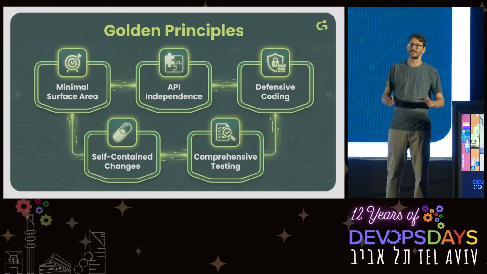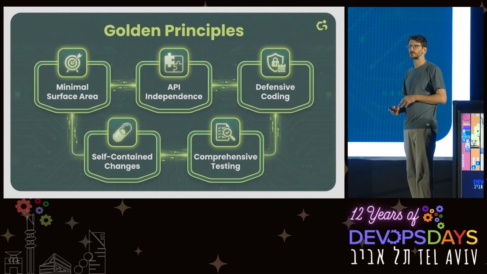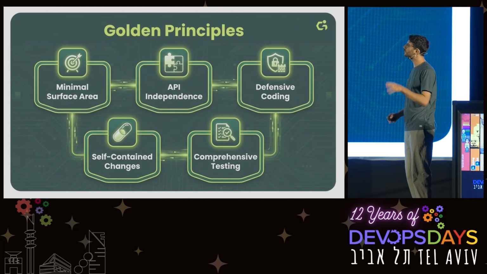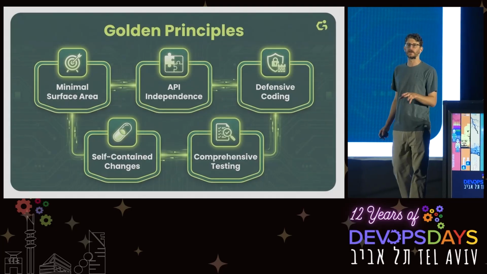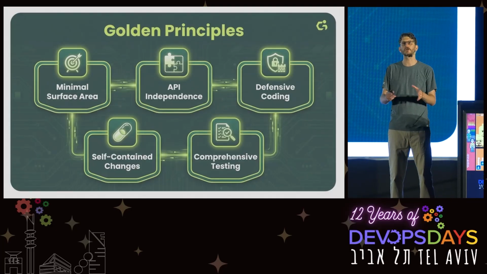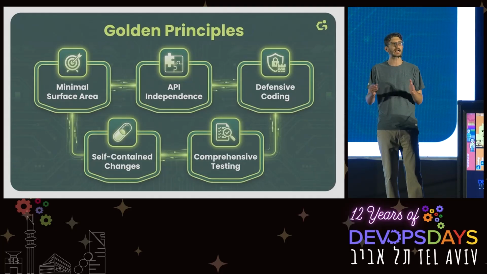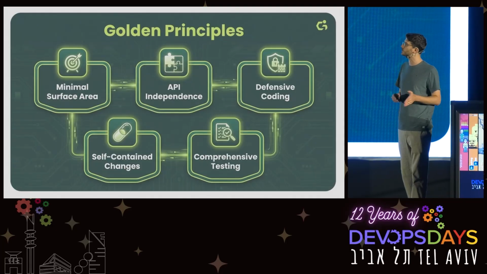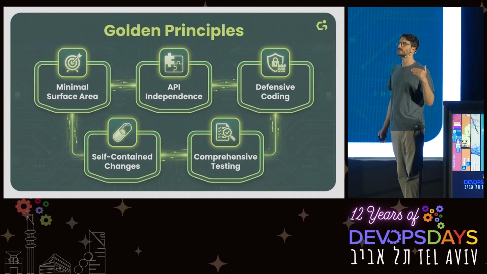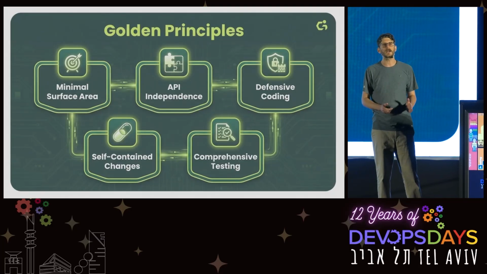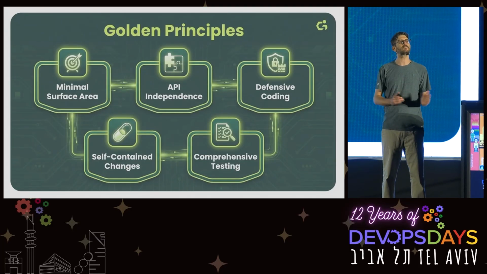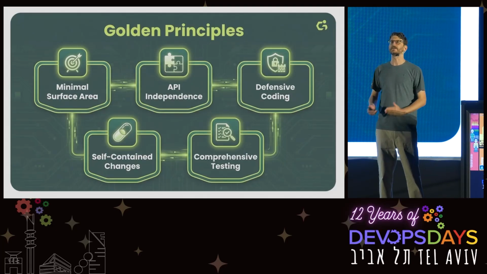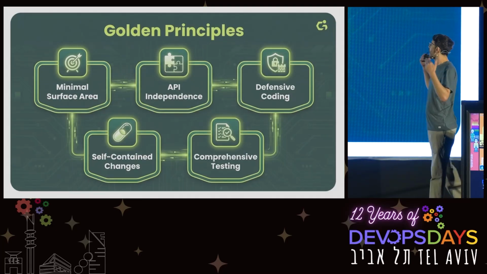So getting to the end here of what's been a very long day and a long talk, and I thank you all for your patience, let's talk through some golden principles. First of all, minimal surface area. Try and make your change as small as possible and as targeted as possible. It's a backport, you're trying to go for a single type of change. The second is API independence. Rely on the fact that you have set contracts between your APIs. Never ever break the type of input or output that you're expecting to see there.